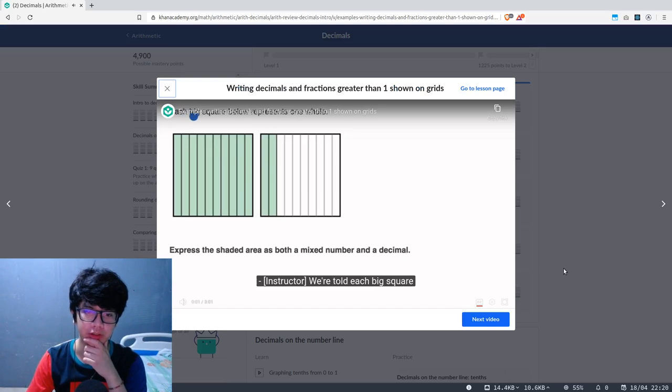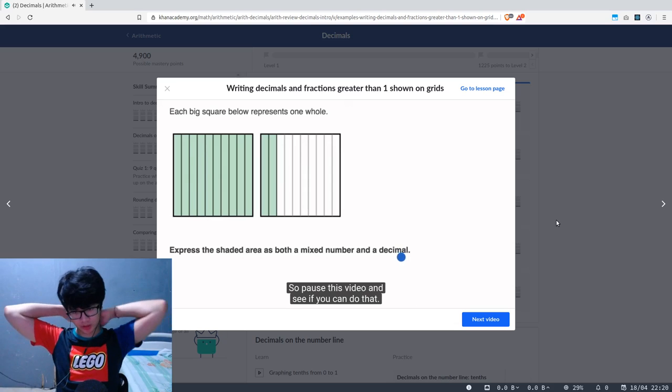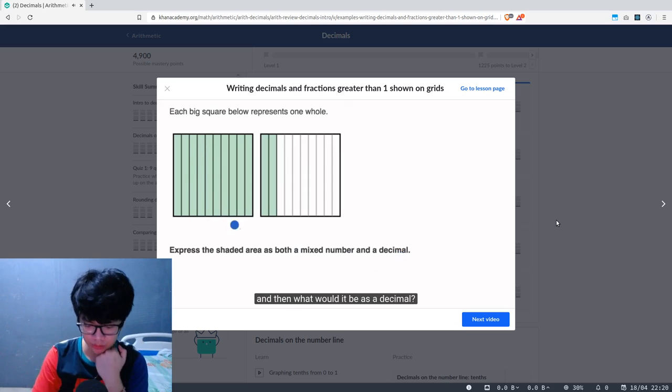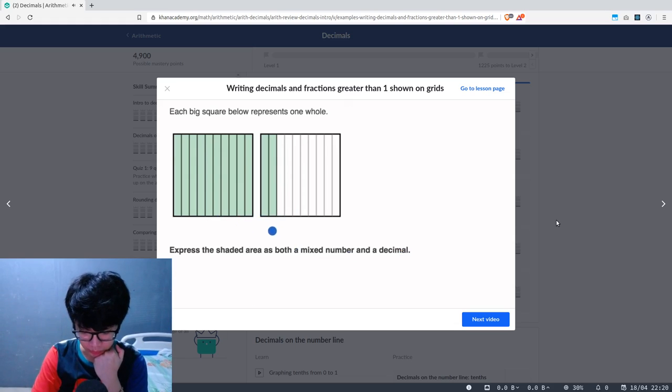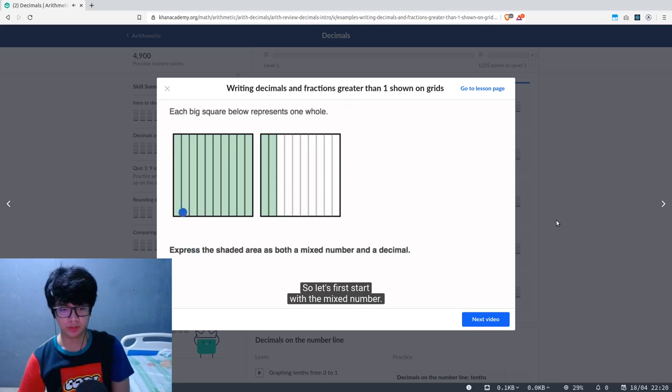We're told each big square below represents one whole. Express the shaded area as both a mixed number and a decimal. So pause this video and see if you can do that. What would this be as a mixed number, and then what would it be as a decimal? All right, now let's do it together. So let's first start with the mixed number.